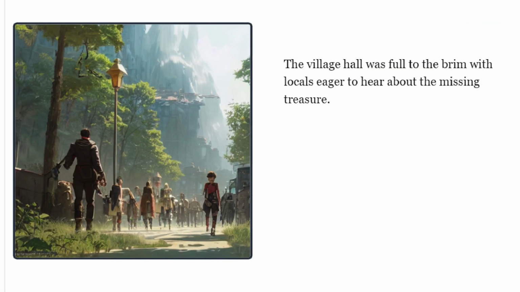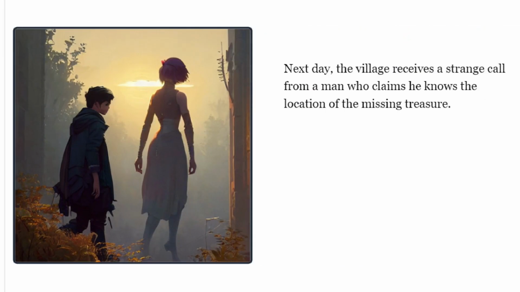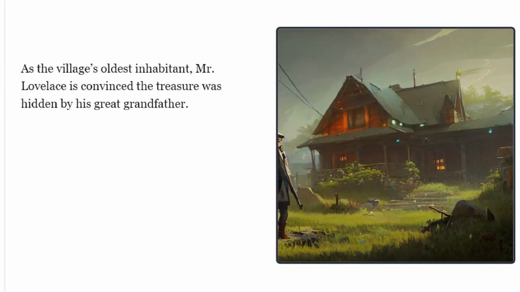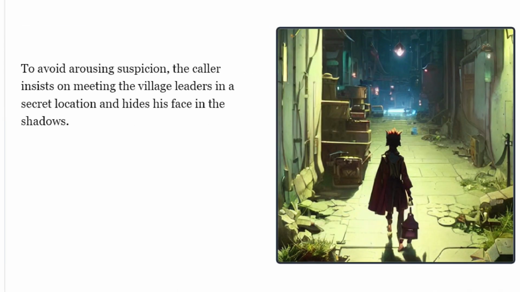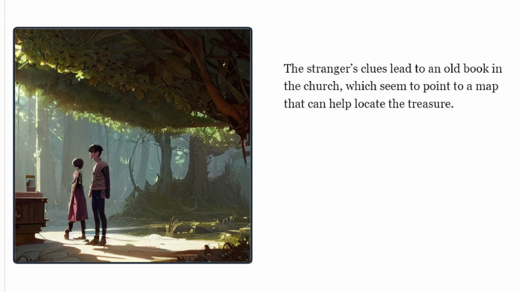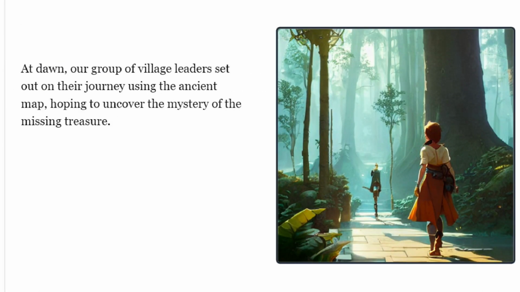The village hall was full to the brim with locals eager to hear about the missing treasure. Next day, the village receives a strange call from a man who claims he knows the location of the missing treasure. As the village's oldest inhabitant, Mr. Lovelace is convinced the treasure was hidden by his great-grandfather. To avoid arousing suspicion, the caller insists on meeting the village leaders in a secret location and hides his face in the shadows. The stranger's clues lead to an old book in the church, which seem to point to a map that can help locate the treasure.